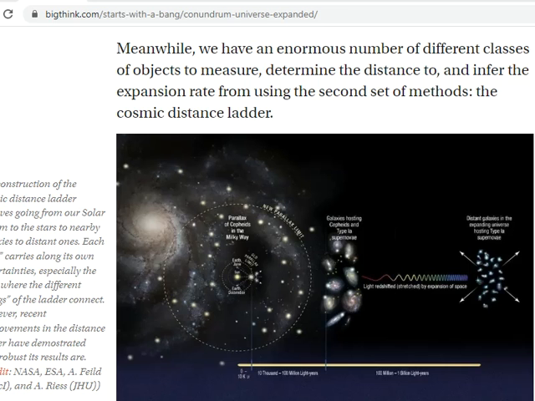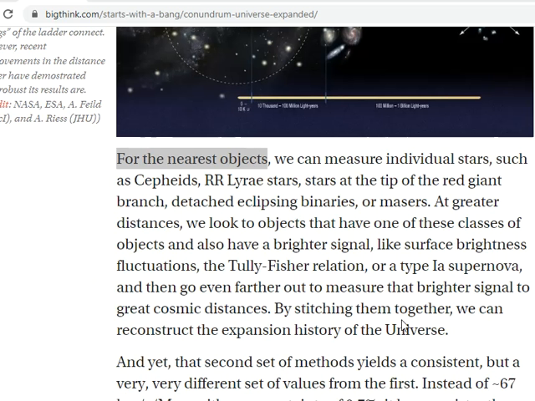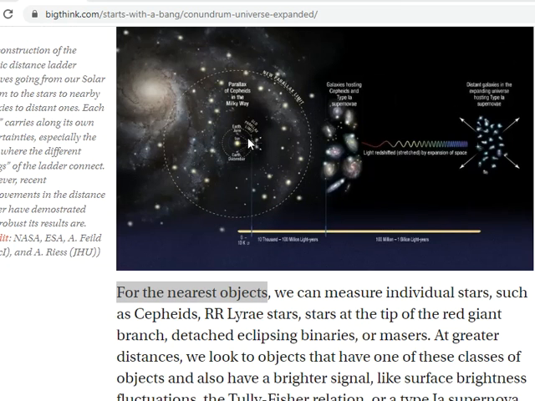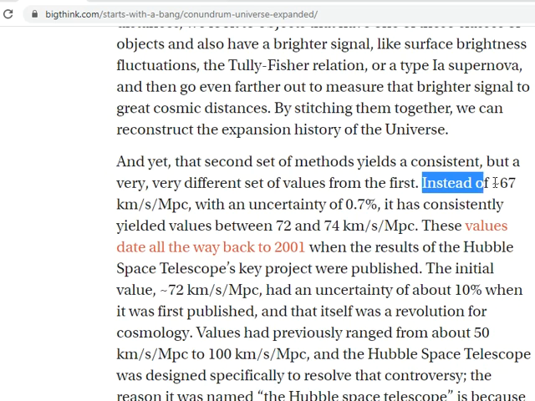And then, for the nearest objects, we can measure individual stars, such as Cepheids, RR Lyrae stars, stars at the tip of the red giant branch, detached eclipsing binaries, or masers. And in this region, the nearest objects, you get 67 kilometers per second per megaparsec.